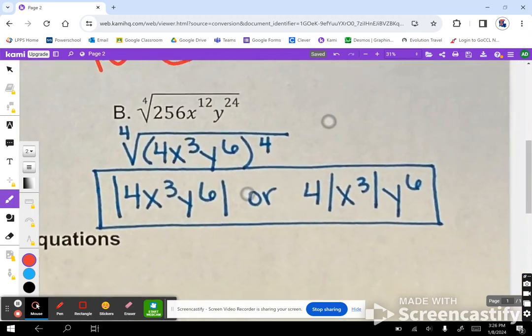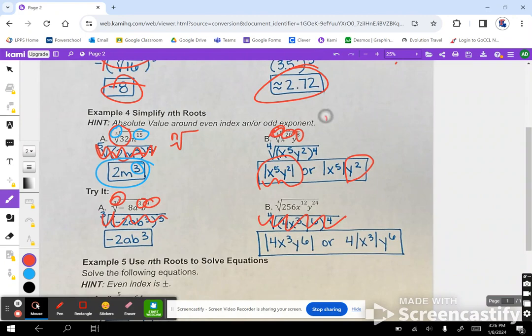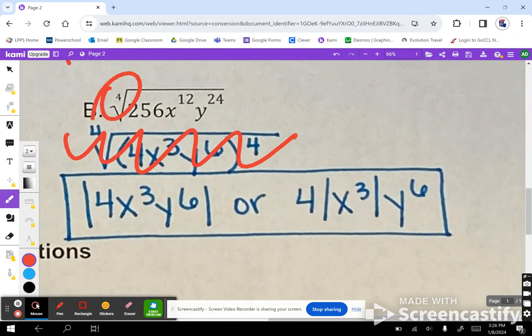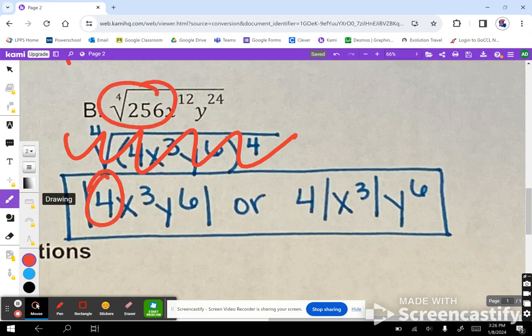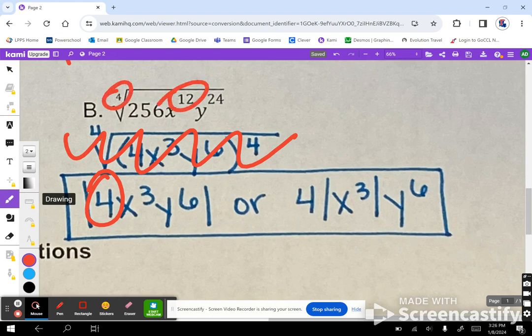This middle section, again, ignore it. I think I put a hint. Yeah, look at this hint here: absolute value around even index and/or odd exponent. Okay, so because I have an even index, a 4, I'm going to put absolute value bars. So the 4th root of 256, use your calculator for that. Your calculator will tell you 4. Then 12 divided by 4 is 3. 24 divided by 4 is 6.